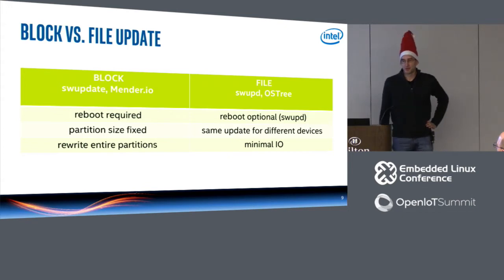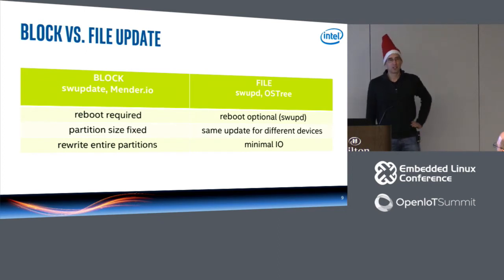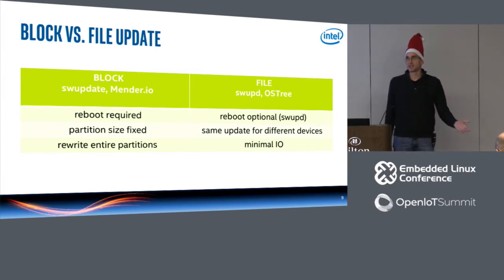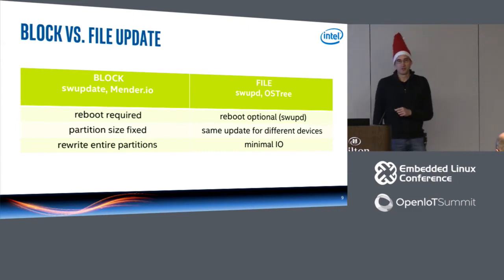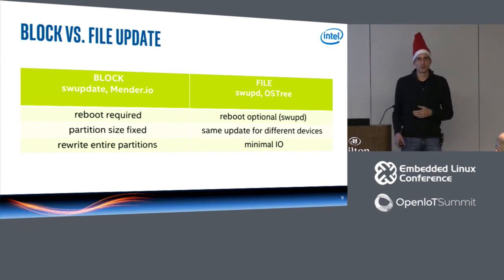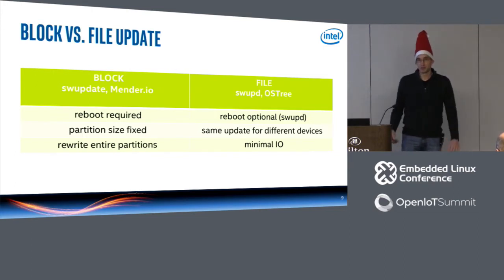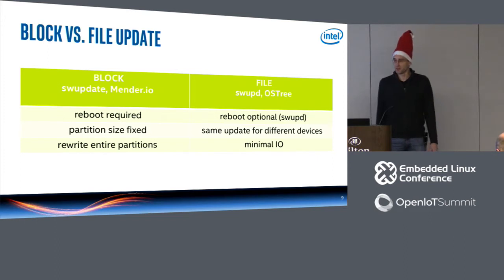Some other attributes that follow, besides reboot required or not required, is that the block-based approaches have a fixed partition size. So you can't have an update stream that gets applied to different devices with different hard disks. That just doesn't work because the hard disk always has to be partitioned exactly the same way, whereas the file-based ones can work in a way that the OS gets installed and uses the full disk as it is available on a device, and still the OS gets updated using the same update stream on a server, which makes it easier to support a variety of devices.